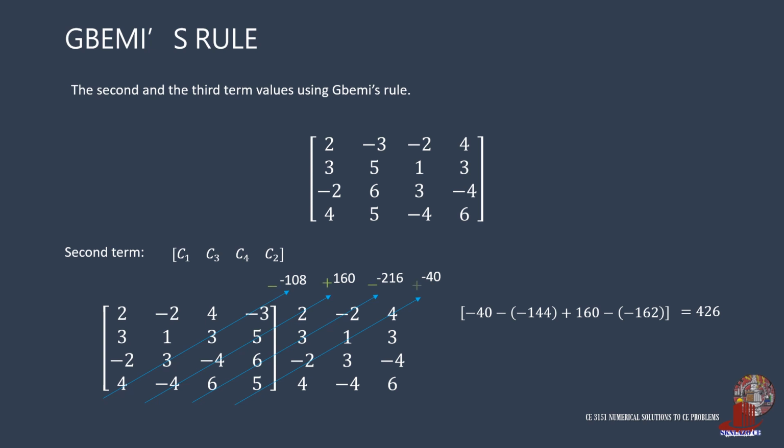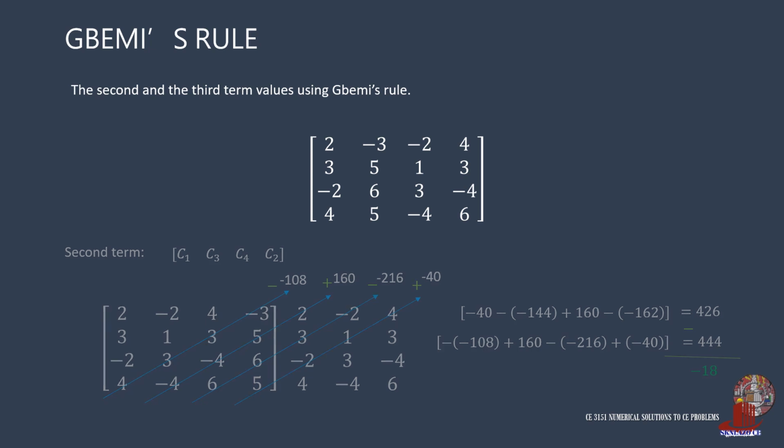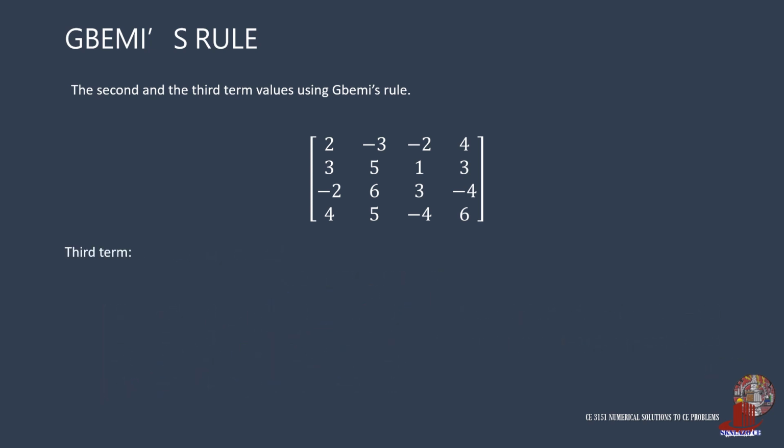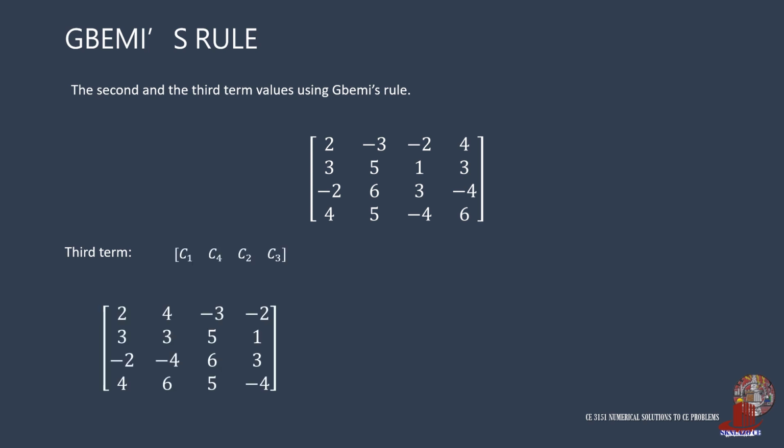The sign flip for negatives starts with negative. So we have negative of negative 108 plus 160 minus negative 216 plus negative 40, which is equal to 444. Finally, 426 minus 444 makes the second term negative 18. Moving on to the third term. Another rotation of the latter columns is made, so after the first column, the fourth column follows.